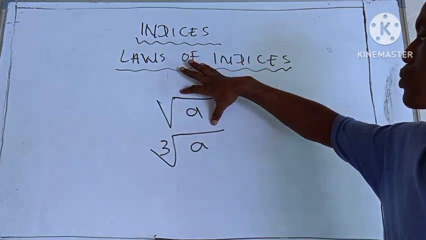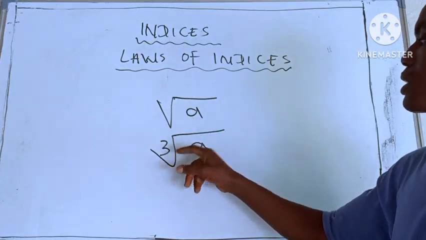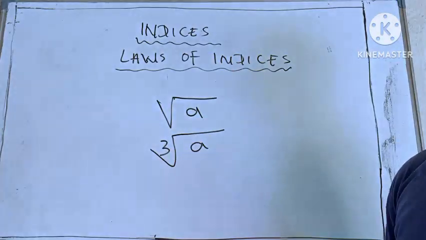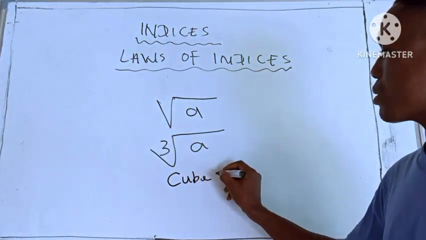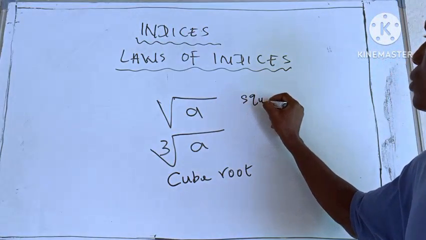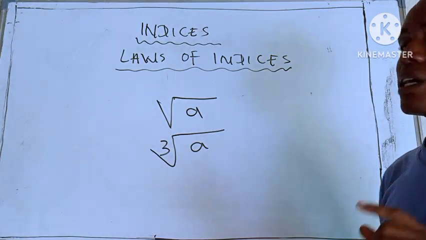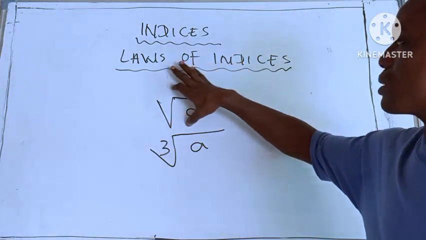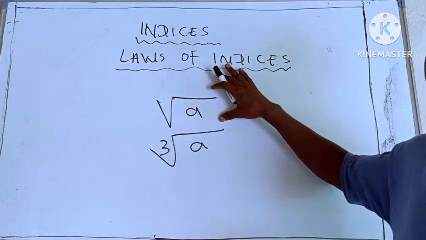Now, on the first one, we have square root a, while the second one is cube root a. Cube root, this is the correct spelling. Why this one is square root? Meaning that when you are solving, once you come across this type of square root a, what you need to do is to convert it.